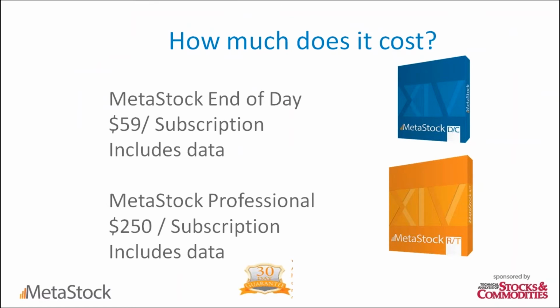For $59 a month, you'll basically get an hourly updated version of MetaStock with daily charts or higher. 59 bucks a month. That's all you have to pay. For MetaStock RT, it's $250 a month for a subscription, and that includes the Icon data as well. And like I said, we will give you a trial to MetaStock or MetaStock RT with any of the subscriptions today.